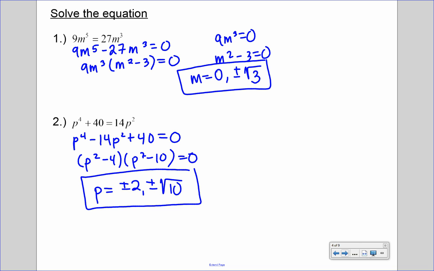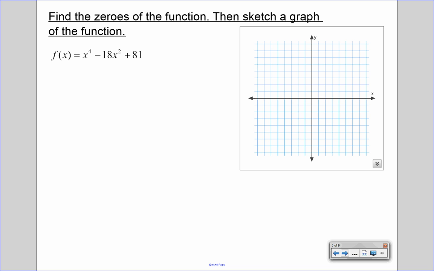We also can solve by sketching a graph. Okay, so the first thing we're going to do is find the zeros of the function, then we're going to sketch a graph of the function. So we can find the zeros algebraically by factoring. If we were to factor this, this is going to be (x squared minus 9) squared. And so our zeros for this are going to be plus or minus 3. So we can graph that on here, plus or minus 3.